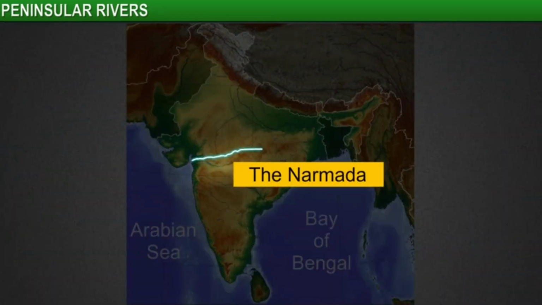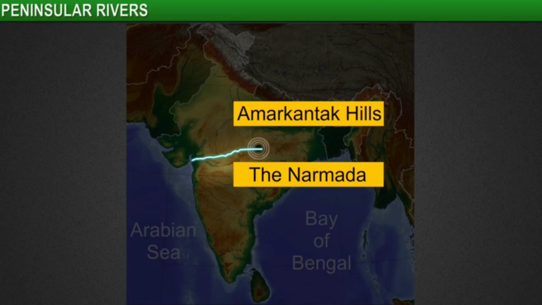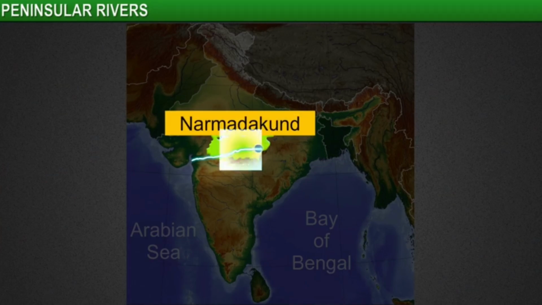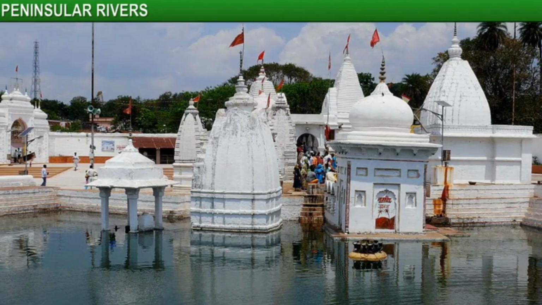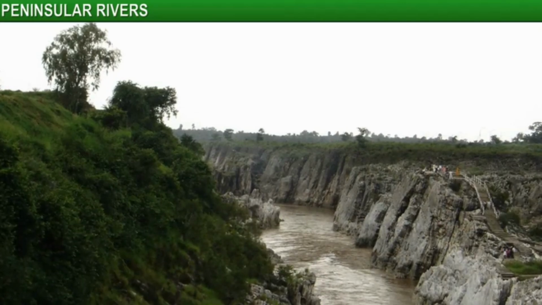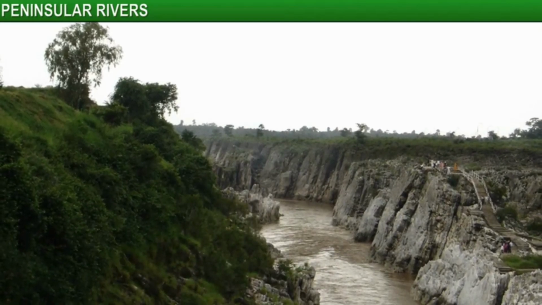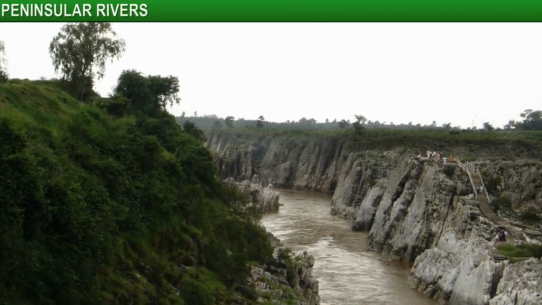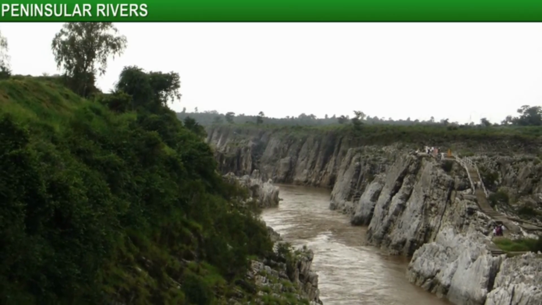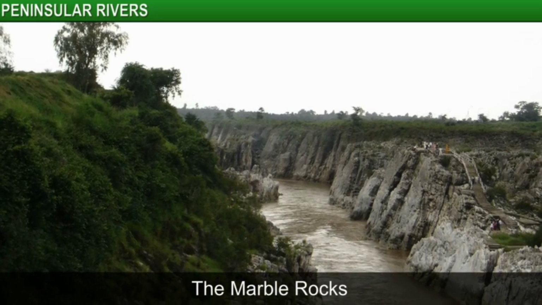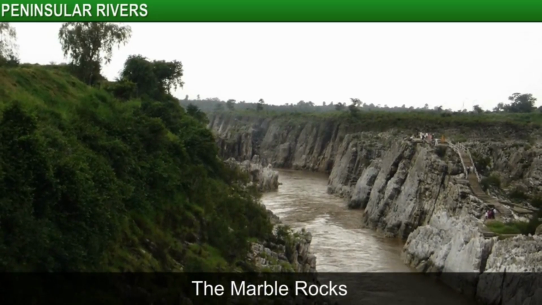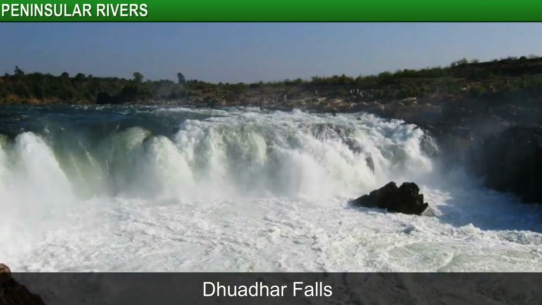The Narmada originates in the Amarkantak Hills located in Madhya Pradesh from a small tank called the Narmada Kund. Along its path of over 1,300 kilometers, the Narmada creates some of the most picturesque locations, like the Marble Rocks near Jabalpur, where the river flows through a deep gorge, and the Dhuadhar Falls.